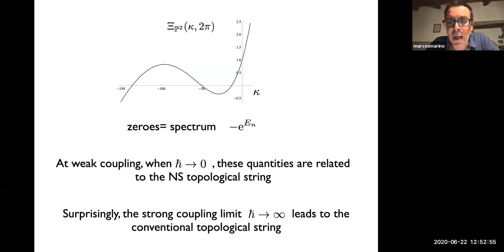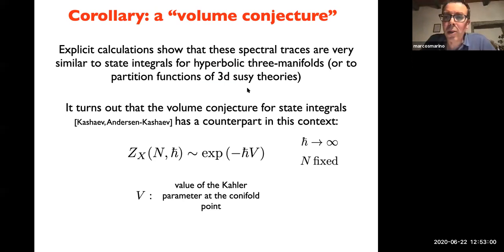Now, let me actually also mention something for those of you who are familiar with the volume conjecture. So the volume conjecture is a conjecture in three-manifold topology, which tells you that some quantum invariants, like for example the Jones invariant evaluated at some root of unity, when you take the limit in which h bar is very small, will be controlled by a classical quantity of the model, which is the volume of the complement of the knot. Okay, so this is a statement in hyperbolic geometry.